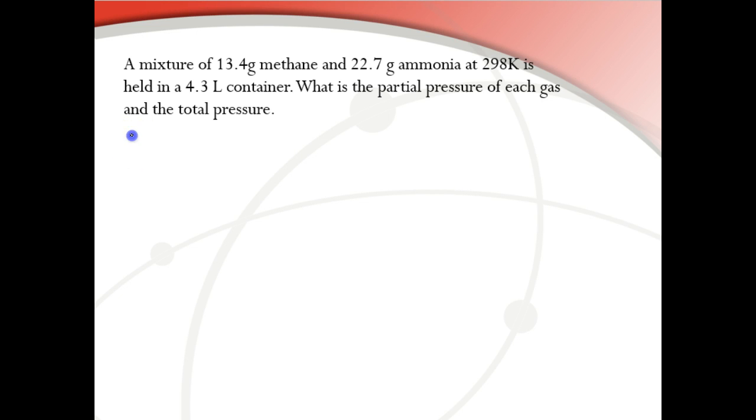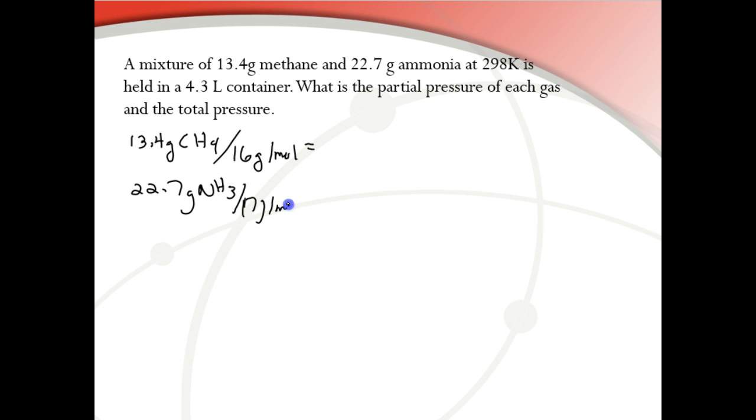So to start off, we've got 13.4 grams of methane that we have to convert into moles. And same thing for ammonia, we have to convert that to moles. That's 17 grams per mole. When I do that for methane, I get 0.8375 moles. And when I do it for ammonia, I get 1.385 moles. I know that's not correct significant figures, but I'm just trying to prove a point here.